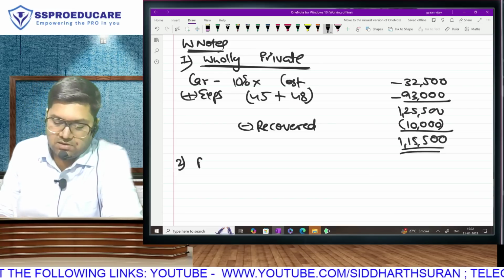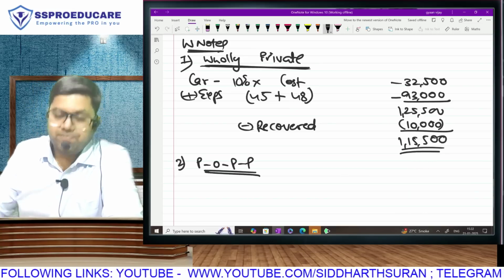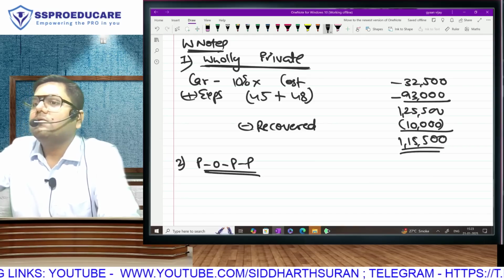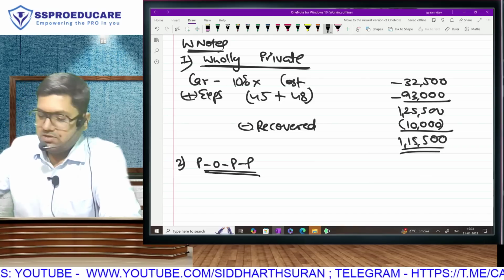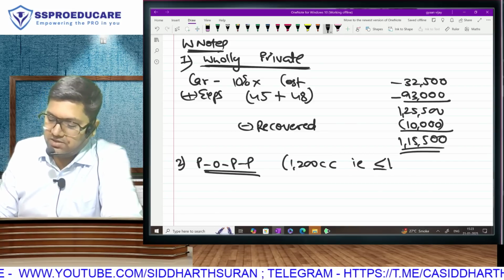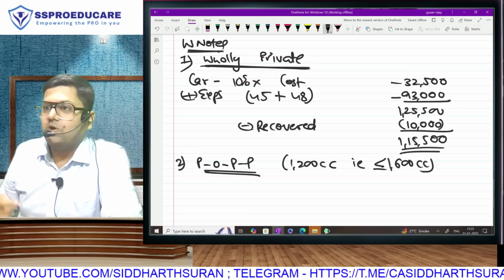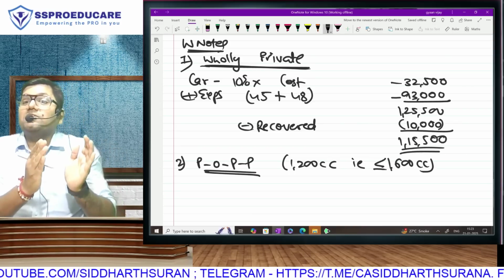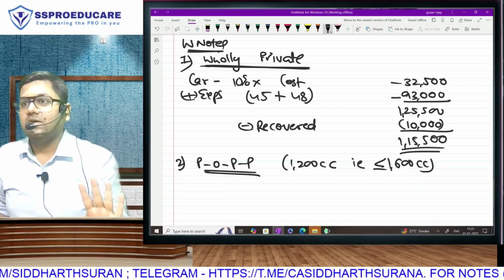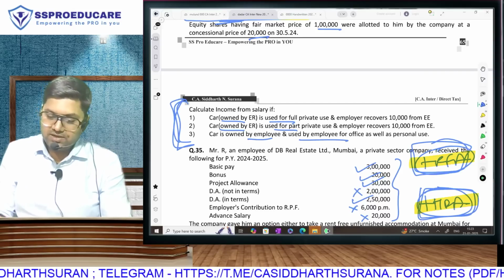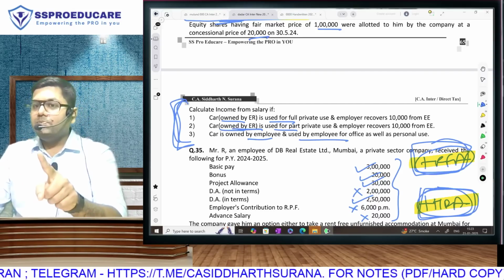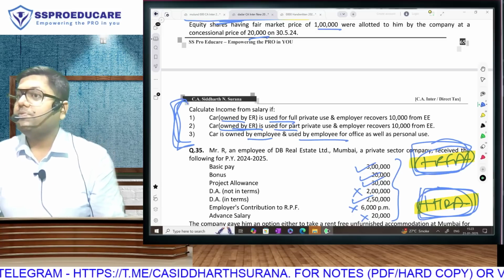Purpose. This time it is partly official, partly personal. When it is partly official, partly personal, you have to see the CC, because everything is given on CC basis. 1200 cc, that is a small car, less than or equal to 1600 cc. So everything is about a small car. And now in a small car, with the situation: both, only car, only expense. See, only car can't be, because he is giving expense. Is he giving the car also? That you check. Yes, he is giving the car also. That means this is POPP both. First situation of POPP.